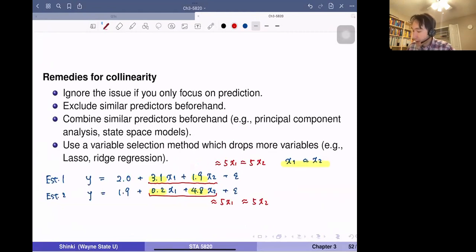But sometimes you want to really see the effects of each variable. In such a case, exclude similar predictors beforehand. You can decide whether to use x1 or x2, maybe the more meaningful one. Then if you use only x1, you would always get y equal to 2.0 plus maybe 5 times x1 plus epsilon, and it does not depend on the data much. So if you drop one of the variables, it becomes much more stable.